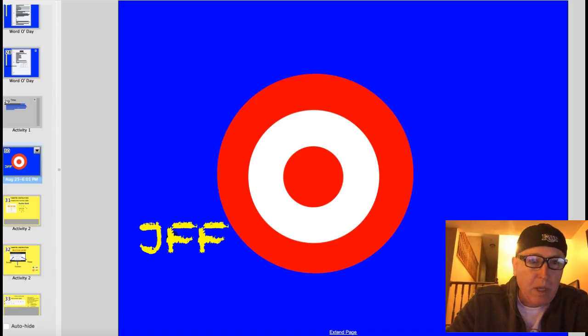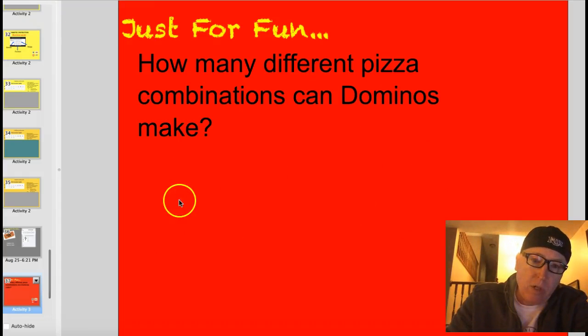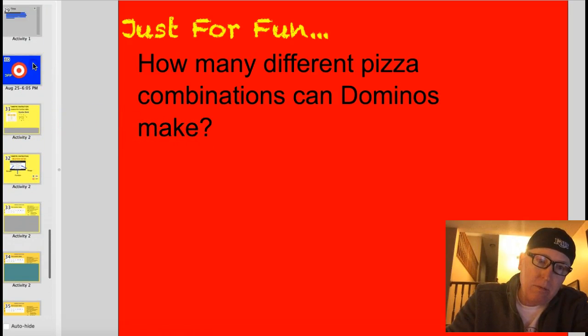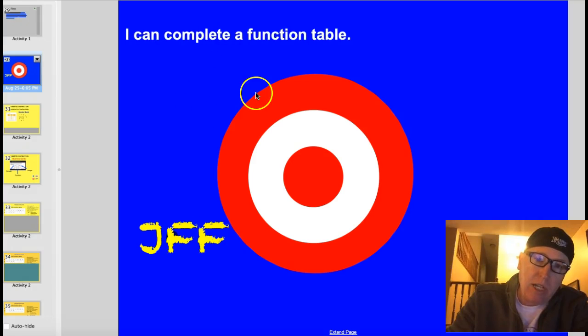Tonight we're going to be working with function tables and completing them. Before we do that, let's take a look at our trivia question for the day. How many different pizza combinations can Domino's make? We'll be back with the answer to that after instruction. Tonight officially our target is I can complete a function table.